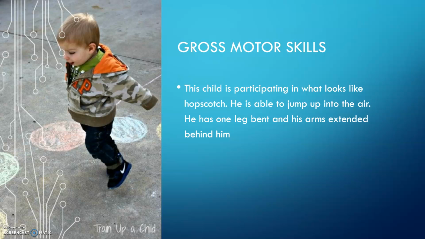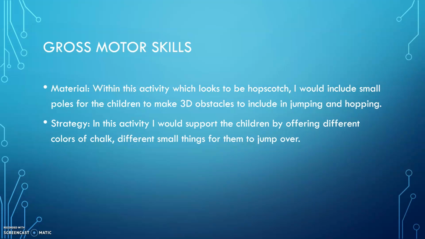First, we have gross motor skills. This child is participating in what looks to be hopscotch. He is able to jump in the air, he has one leg bent behind him, and his arms are extended behind him as well.